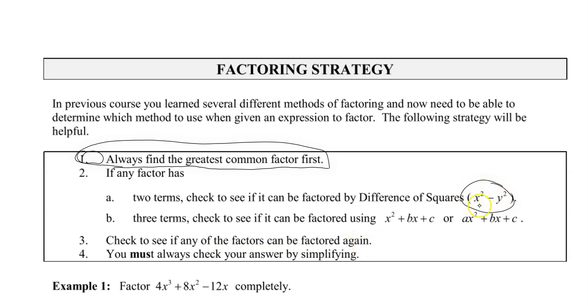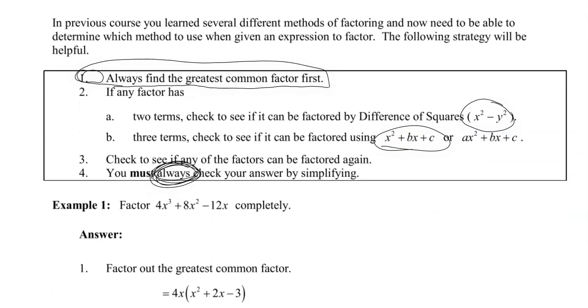Then, important, check to see if any of the factors can be factored again. Sometimes we factor a difference of squares and we find there's another difference of squares waiting that also can be factored. And always, that's most important, you must check your answer by simplifying. A lot of times you'll factor something but get your signs wrong, so instead of having a plus in the middle where you're supposed to, you'll have a minus. So just make sure that you check.